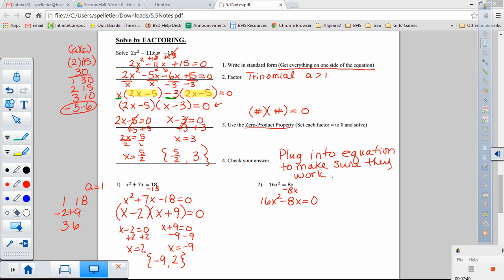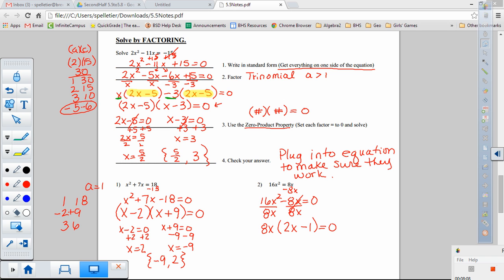But I also am going to ask myself, is there a greatest common factor I can take out of those two? And the answer is yes. I can divide them both by 8x. So I put my greatest common factor on the outside. 16 divided by 8 is 2. And then x squared divided by x is x. And then 8x divided by 8x, remember, is not gone. It does cancel, but it equals 1. So minus 1 equals 0.